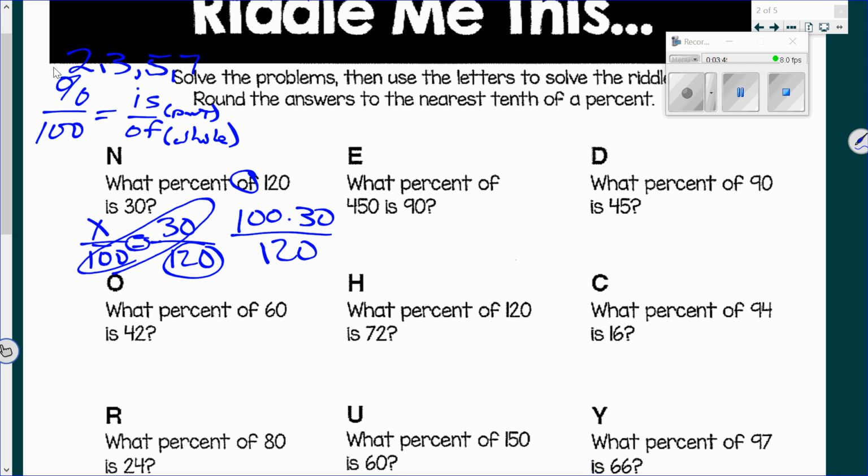So I divide these both by 10. So 30 divided by 10 is going to give me a 3. 120 divided by 10 is going to give me a 12. That should be easy for everyone, right? So now I go through. Can I divide two of the numbers by 2? No. 12? Yes. Yeah, right? So I do that. 100 divided by 2 is 50. 12 divided by 2 is 6.